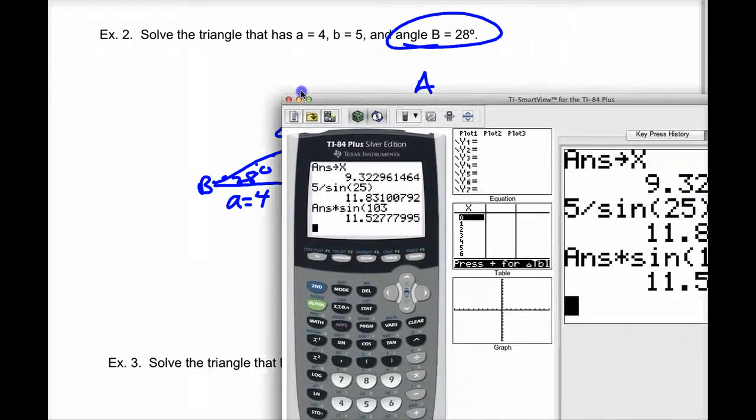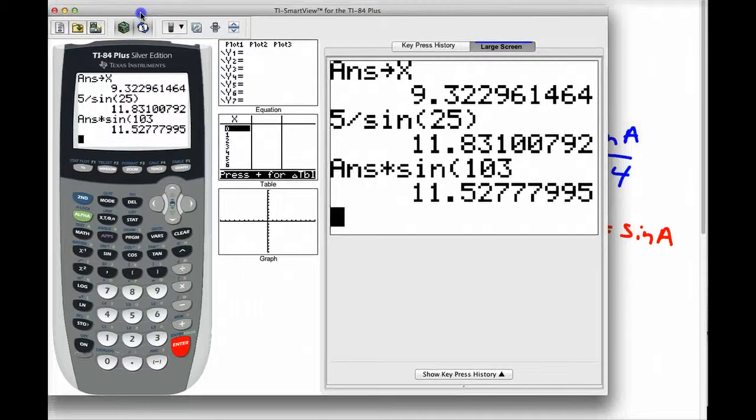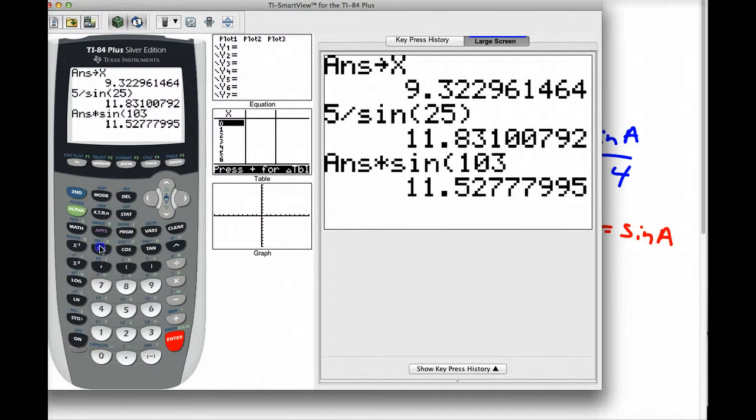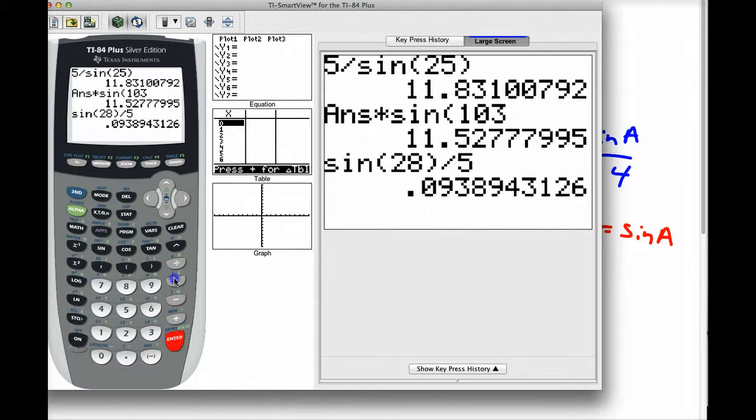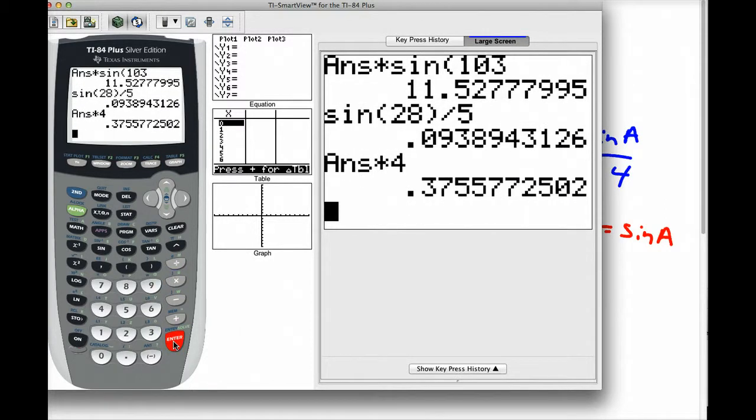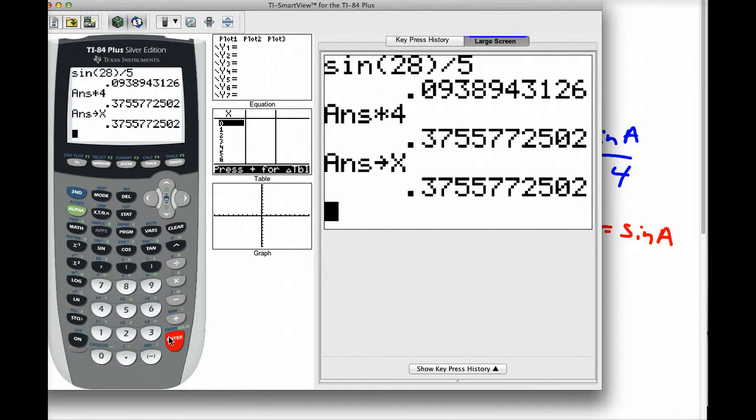So I got sine of 28 divided by 5. Sine 28. You need to close this off right here, otherwise you're not going to get a right answer. Sine of 28 divided by 5 equals, multiply by 4, and you get about 0.38. I'm going to save this one. I'm going to store this one as x in case I need it later.